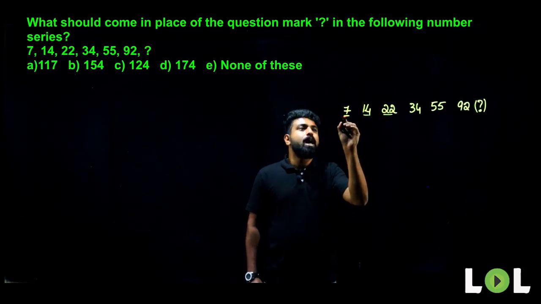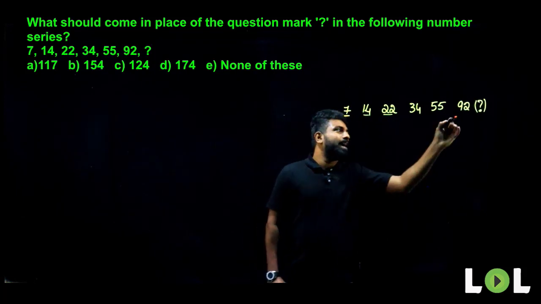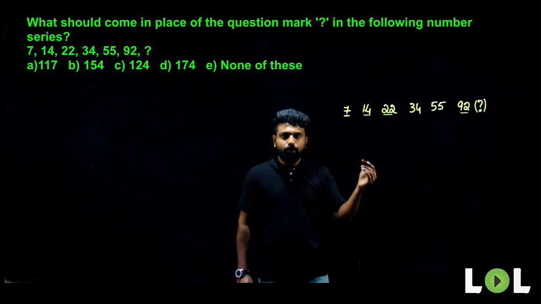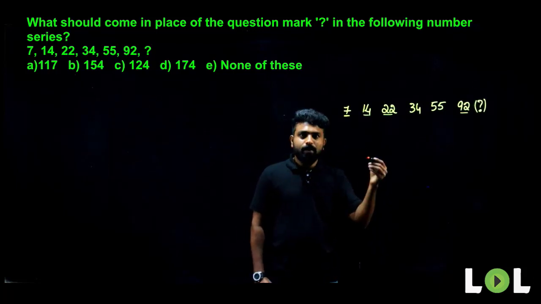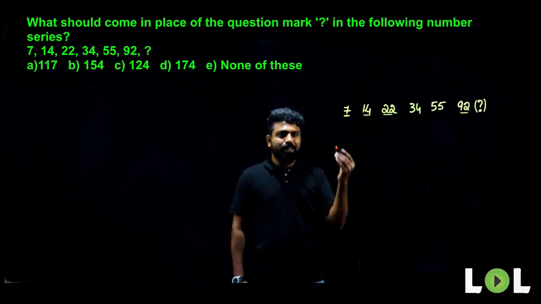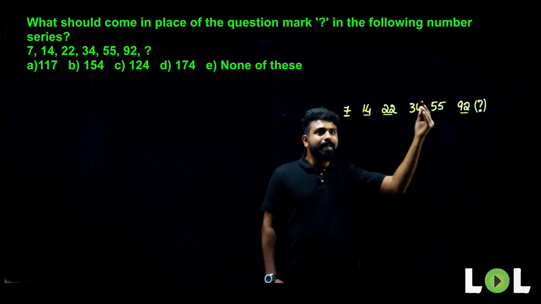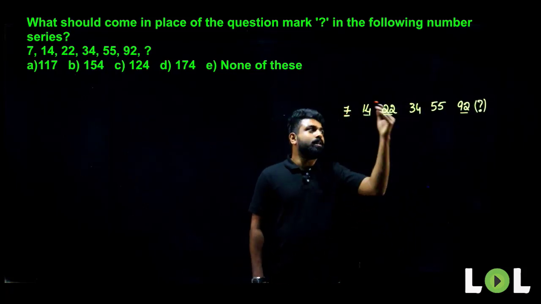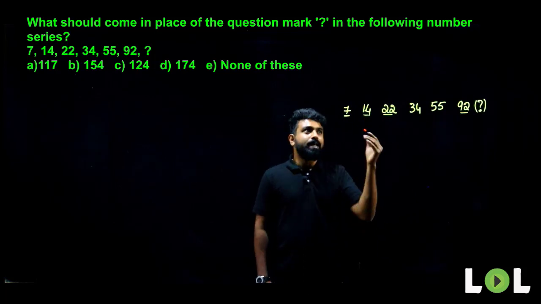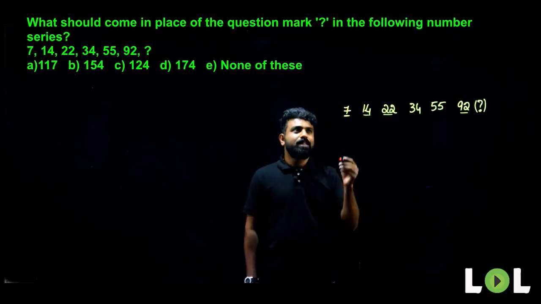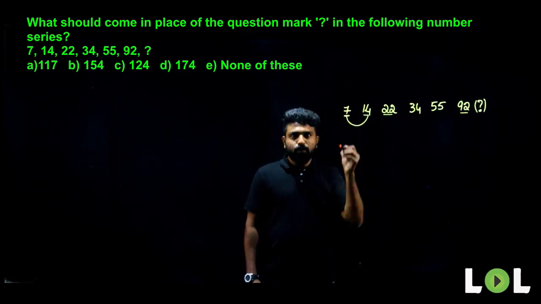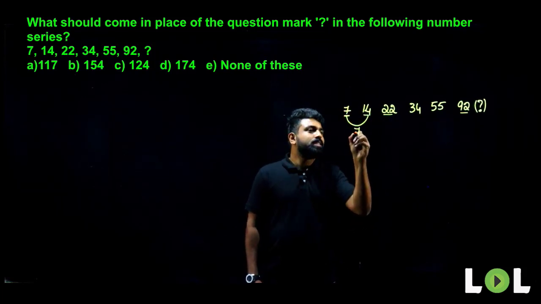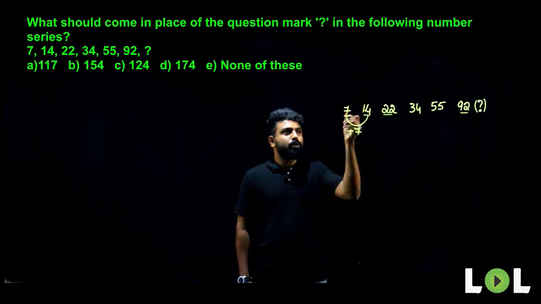That is, look at my first term and the last term. Take the difference between the two. The difference is small. So, there will be either addition or subtraction involved within the series. Now, are the terms increasing or decreasing? The terms are increasing, meaning there is addition involved. So, from 7 to 14, what do I need to add to 7 to get 14? I need to add 7.